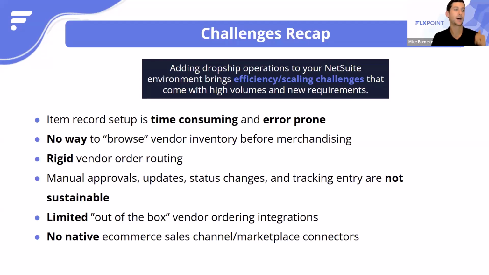So, real quick recap: item record setup is time consuming and very error prone. There's no way to browse vendor inventory in NetSuite before I create those item records and actually do my merchandising to get out to the end sales channel. You hear it a ton, but vendor onboarding is rigid, and preferred vendor routing is the only thing that comes out of the box. And then manual work, approval, status changes, tracking entry, is just not sustainable in a dropship landscape with the amount of orders that you're going to be processing through.